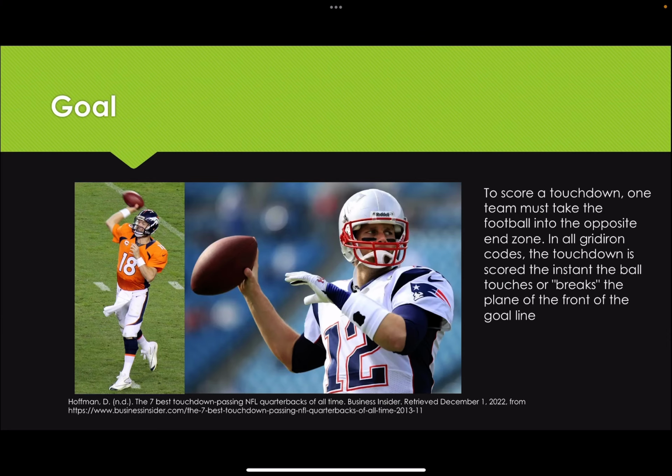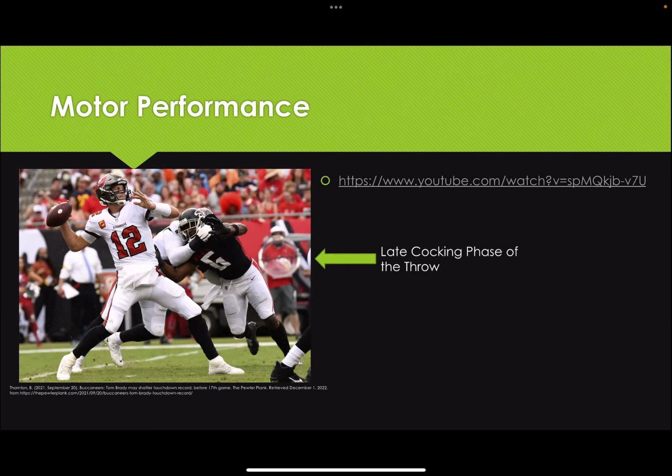Right here, pictured, we have two Hall of Fame quarterbacks in the throwing motion as they're looking downfield to either their tight end, their receiver, or their running back. All right, let's dive right into the motor performance of throwing the football.